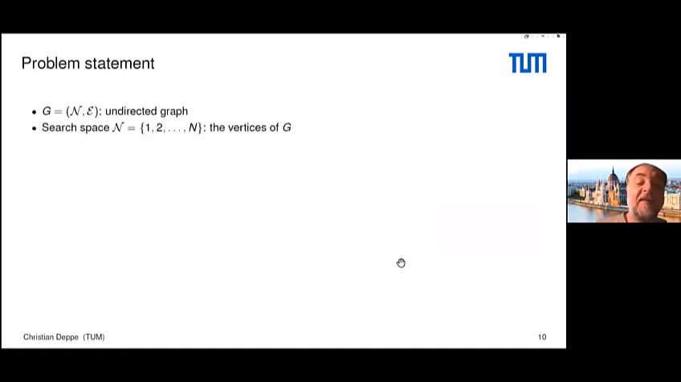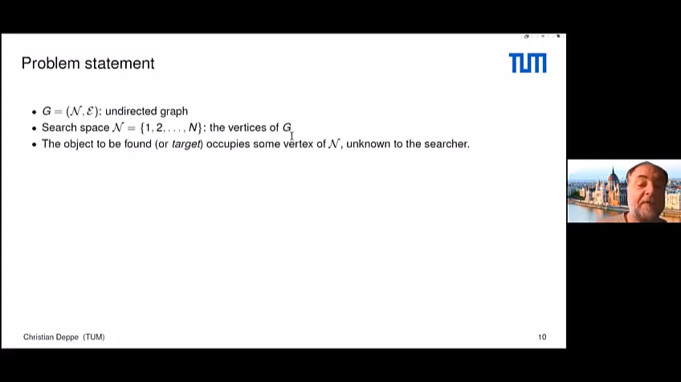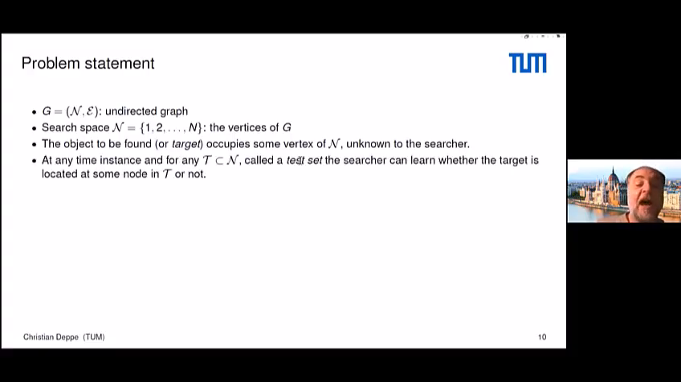And this is our search space. We have positions from 1 to n, and these are the vertices of the graph. We know that the object can be found at some vertex of the graph, and this vertex is, of course, unknown to the searcher. Now the special thing is that the object can move.